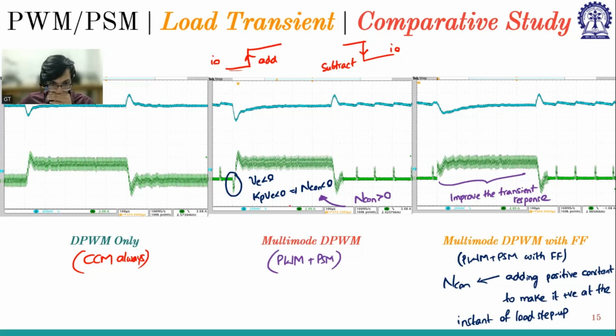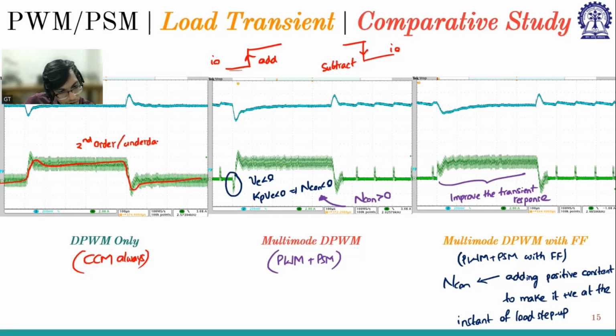So again, in the case of only continuous conduction mode, we know that when there is a step down, this is the actual way of how it goes, right? So here there is a peak, and similarly here there will be an undershoot, because there is a second order phenomenon. This is voltage mode control, a second order system, so it is an underdamped second order system.